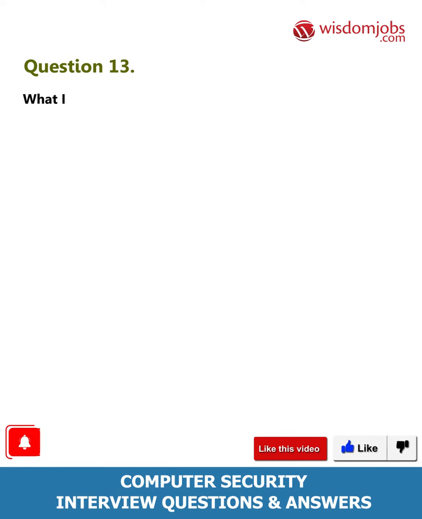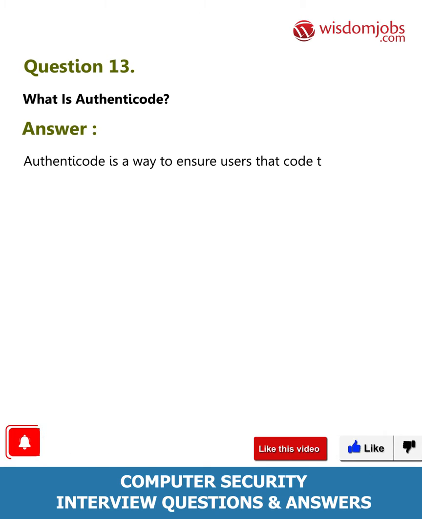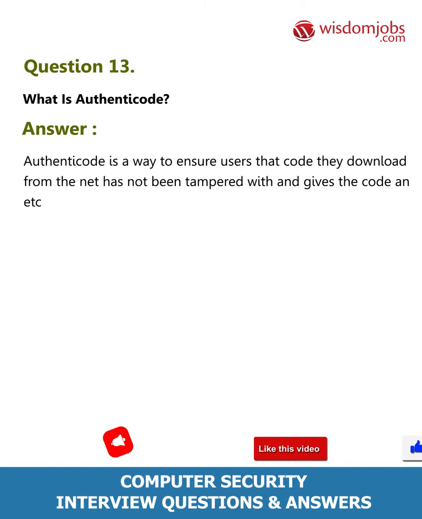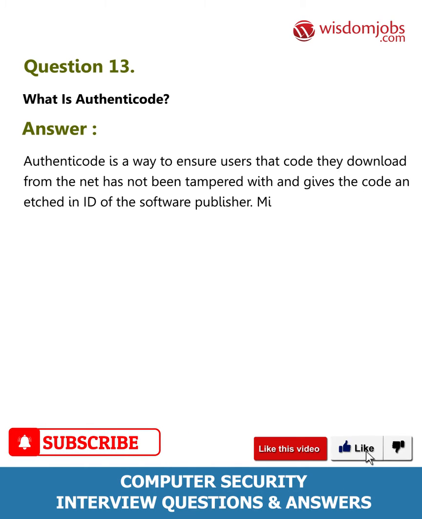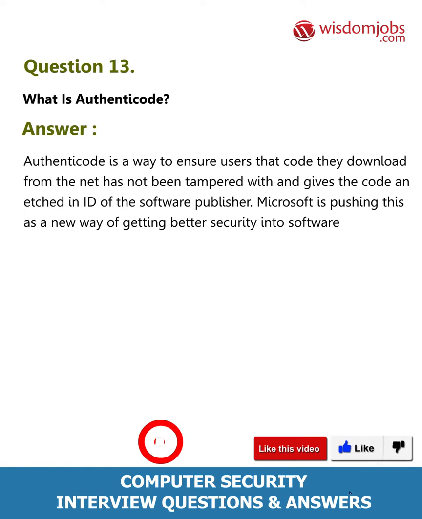Question 13. What is Authenticode? Answer. Authenticode is a way to ensure users that code they download from the net has not been tampered with and gives the code an etched-in ID of the software publisher. Microsoft is pushing this as a new way of getting better security into software distribution over the net.